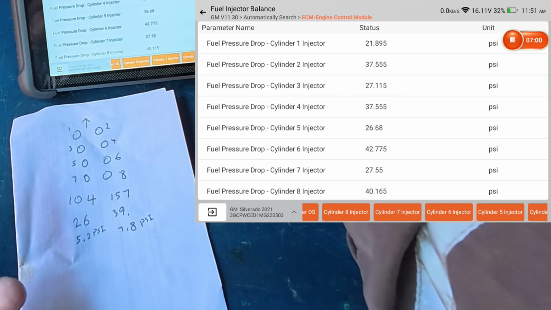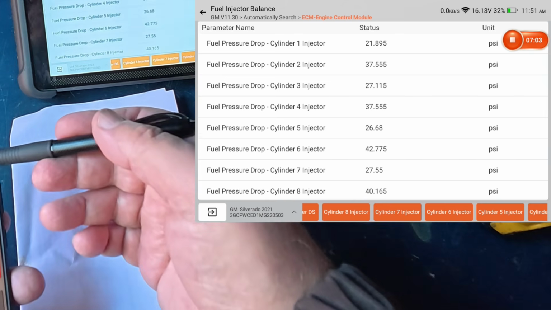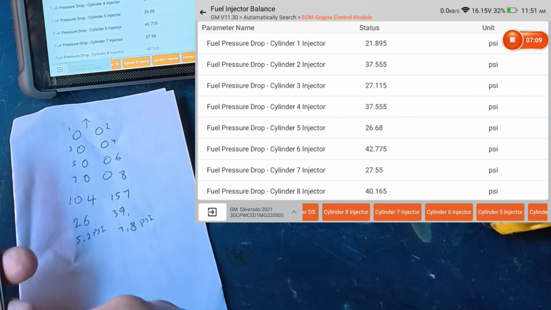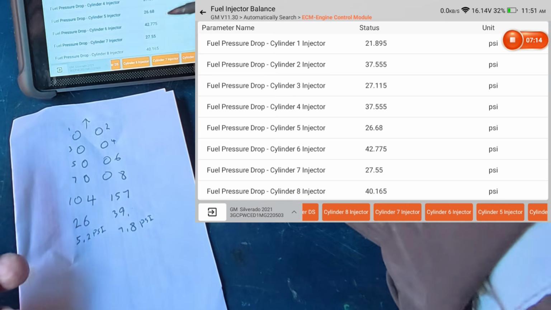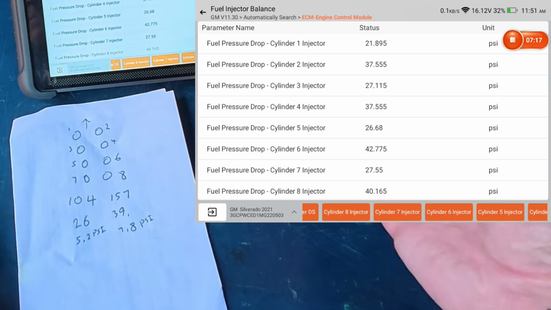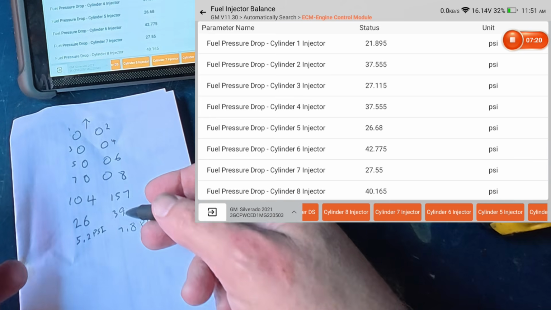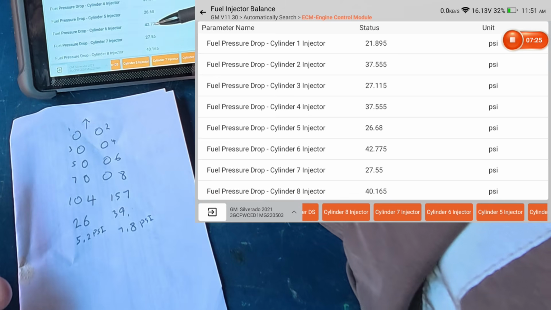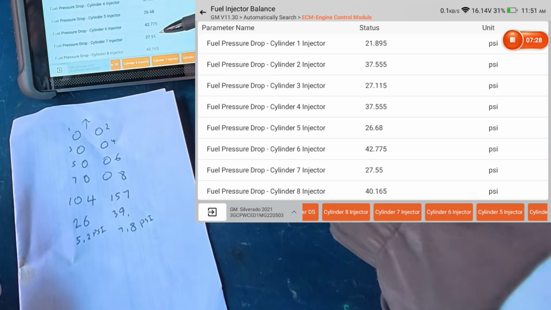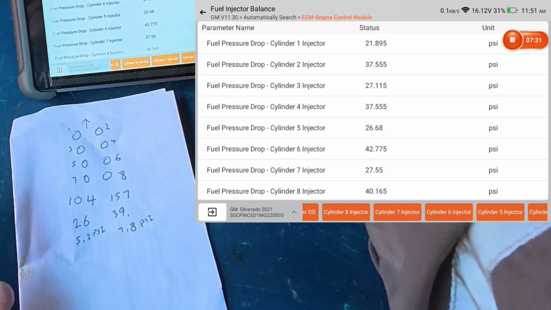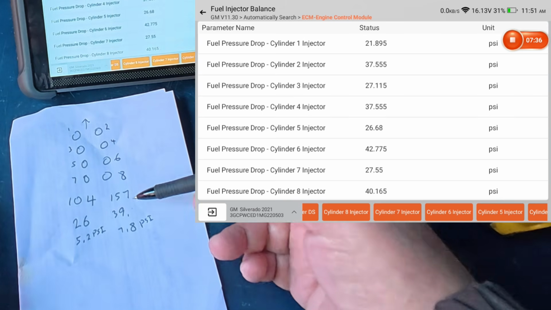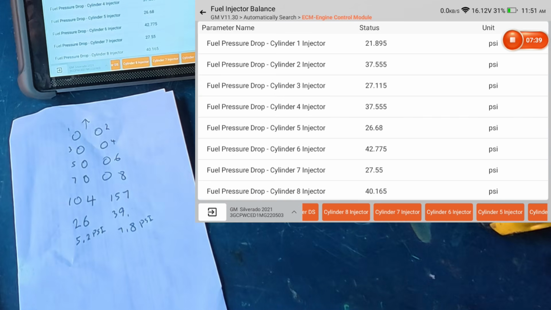Now we're at 21.895, so we're almost at 22. So we are technically within spec. And then obviously you do the same thing, 26, and then you'd add 5.2, and you can be as high as 31. So bank 1 is good, and bank 2, we had the average of 39. We have a couple that are slightly higher than that, but well within 7.8. The lowest one looks like 37.5. So with 39, we're well within the 7.8 PSI on bank 2 also.